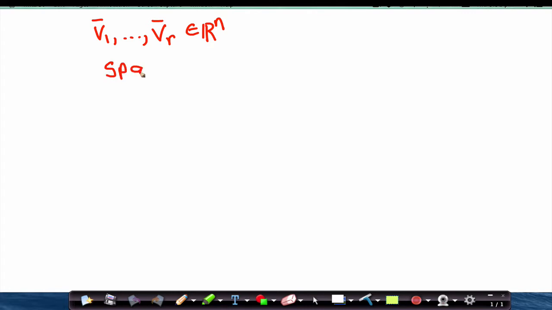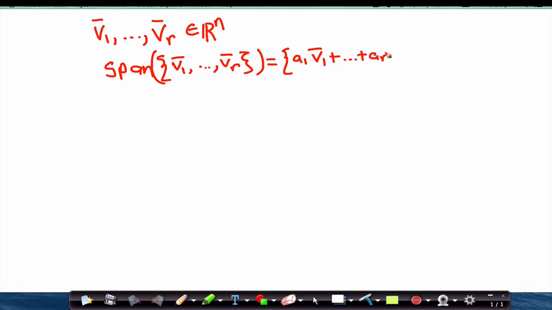the span of this set of vectors v1 to vr is again a set of vectors, and this is going to be the set of all linear combinations of v1 through vr. So this is the set of all vectors that you can form as linear combinations. So we can choose some real numbers, a1 through ar. These are just real numbers. We can multiply ai by vi and then take the sum of everything. Okay, so that's the definition of a span.